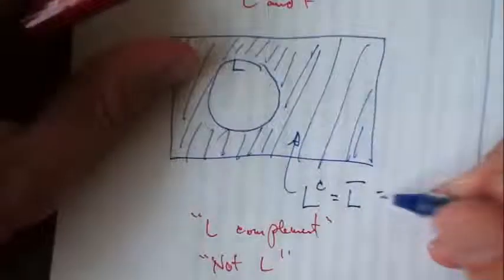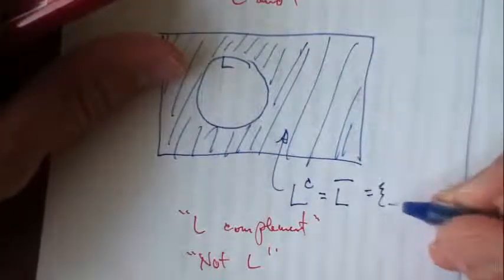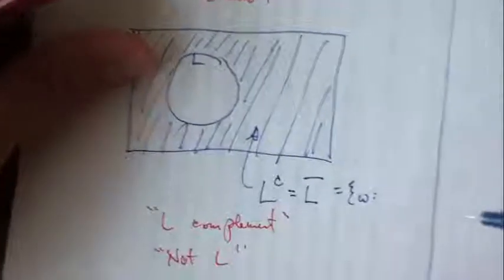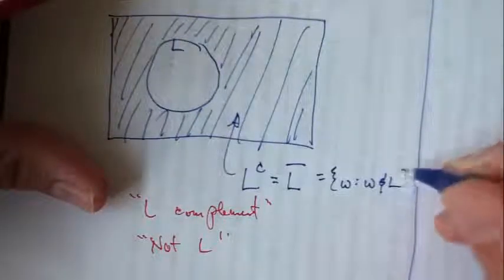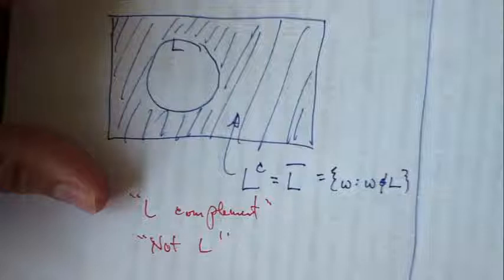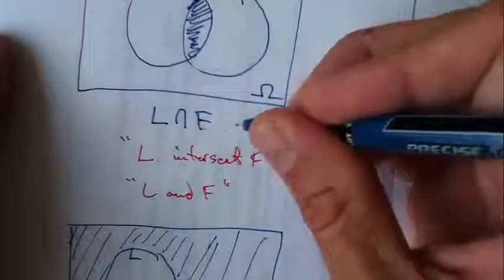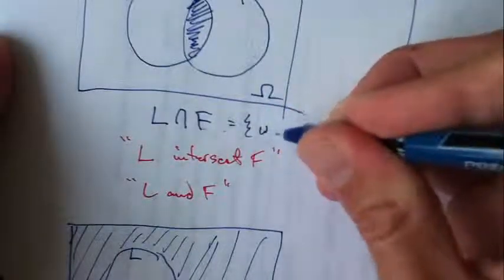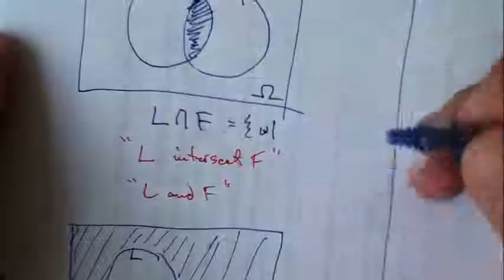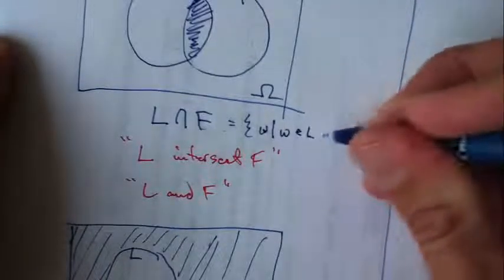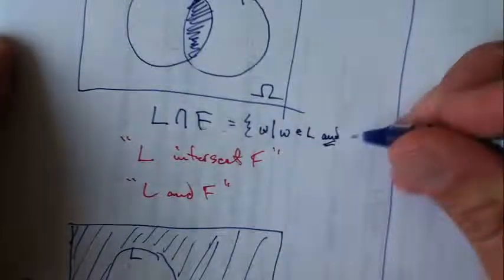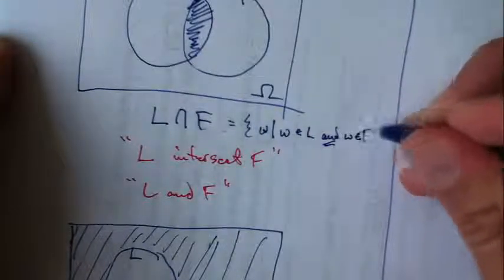And you could write this in set notation as the set of all omegas such that omega is not in L. Okay. Similarly, I could write L and F in set notation as the set of all omegas such that, sometimes we use colons, sometimes we use a vertical line, it doesn't matter, omega is an element of L, and, big fat and, omega is an element of F. Okay?